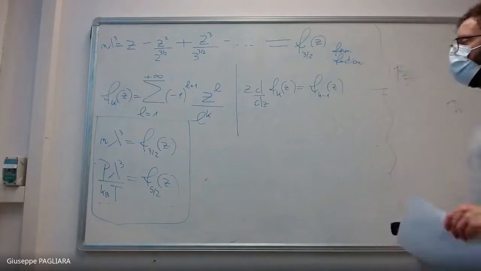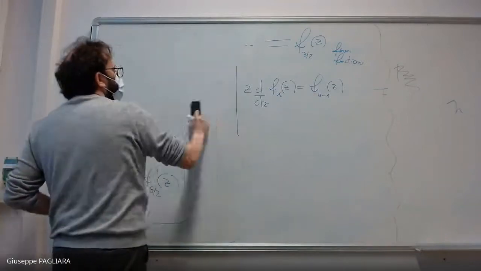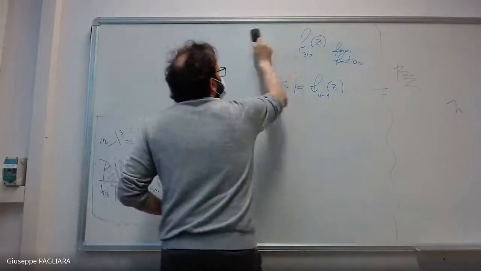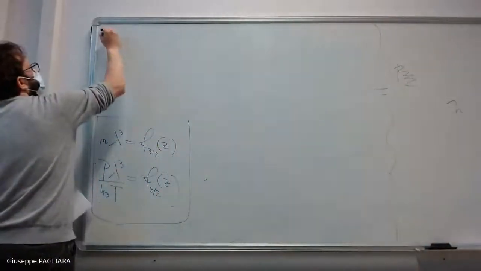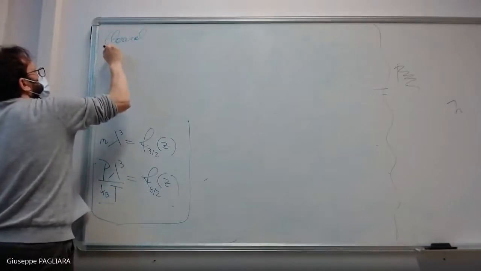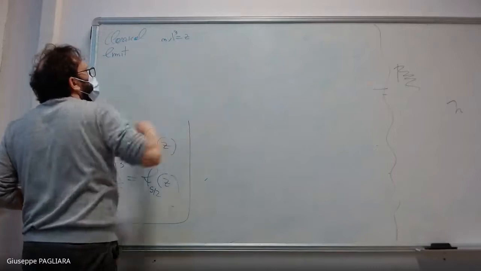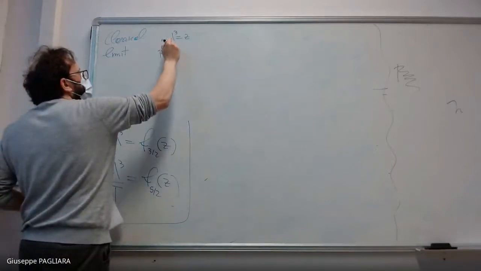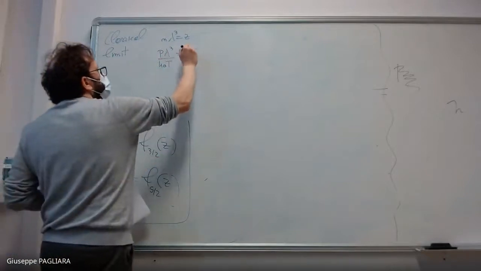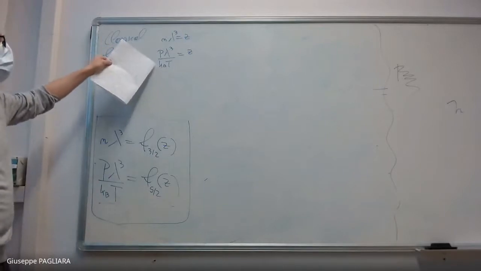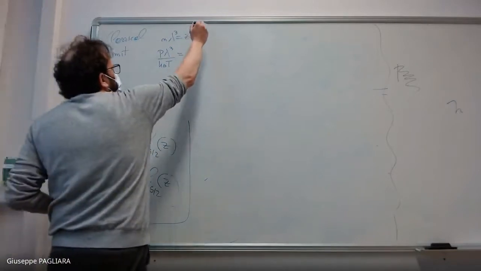Now we can, as in the case of bosons, recover the classical limit and the first order correction to the classical limit, which actually corresponds to the second order in z. So the classical limit, as before, is that n lambda cubed is equal to z, and p lambda cubed divided by k_B T is equal to z also. By combining these two, you see immediately that p divided by k_B T must be equal to n, which is the classical equation of state for ideal gas.